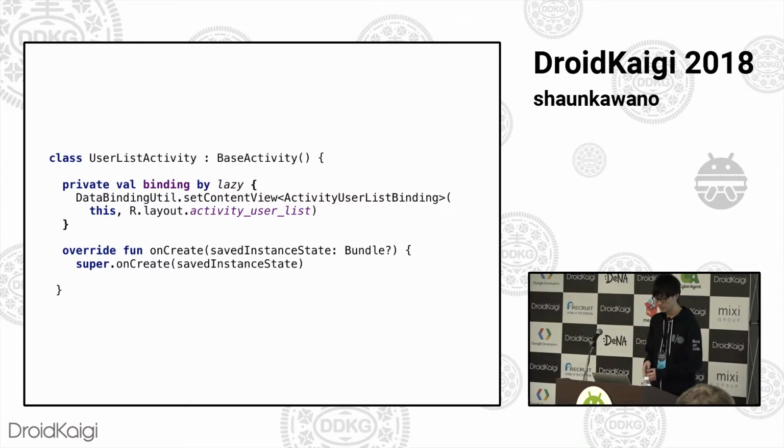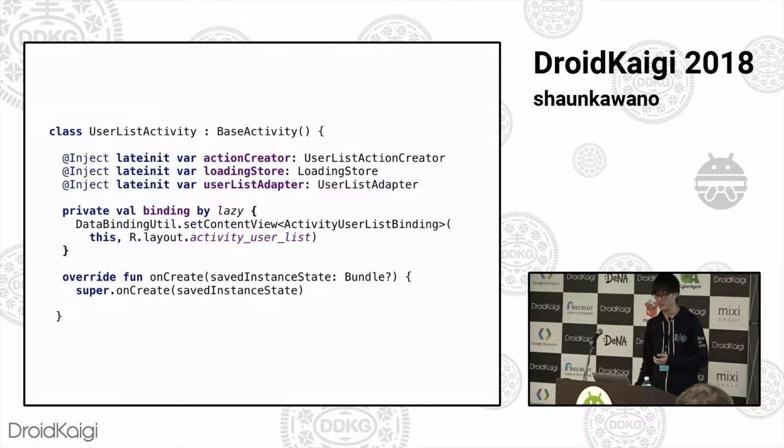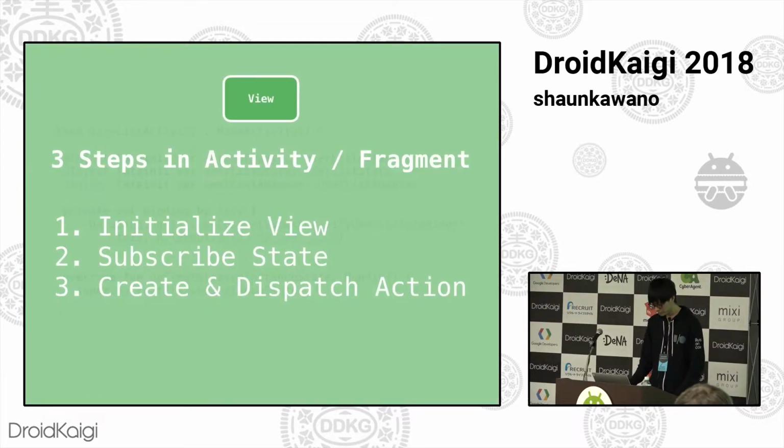So to start, let's assume we use Dagger to inject all the necessary fields first. I already injected some of the fields, but don't worry, I'll explain each later. So we have what's called action creator, and we have store, and we also inject a recycler view adapter into the activity. So in activity's onCreate or any view, like activity or fragment, we have 3 steps to do. We initialize view, we subscribe state, and we create and dispatch action.